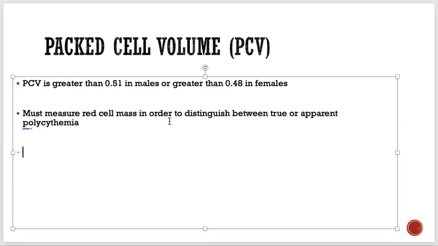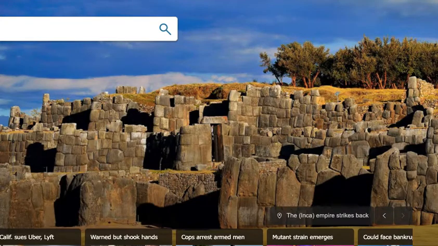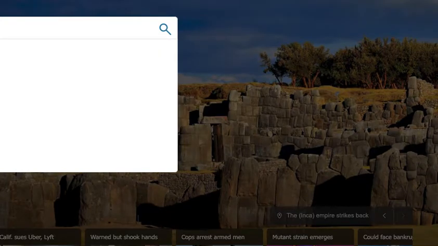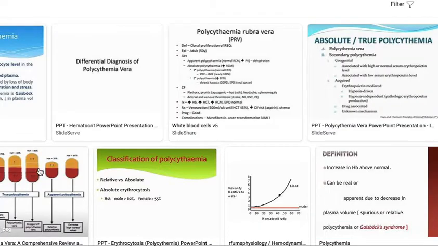Now, why is this important? Because apparent polycythemia is due to reduction in the plasma volume rather than increase in the red blood cells. Simply, again, not rocket science, but to show you exactly what's going on and how it is apparent polycythemia. You can get that thing in this way, in this one.